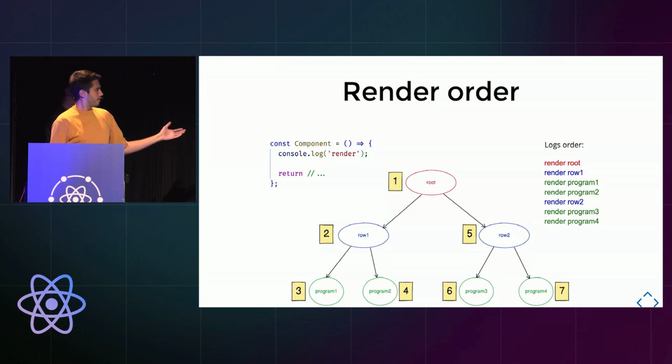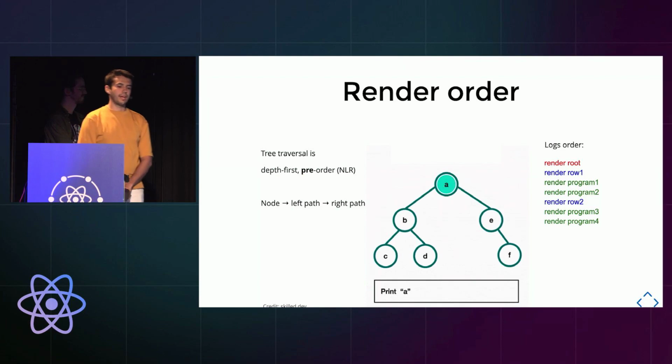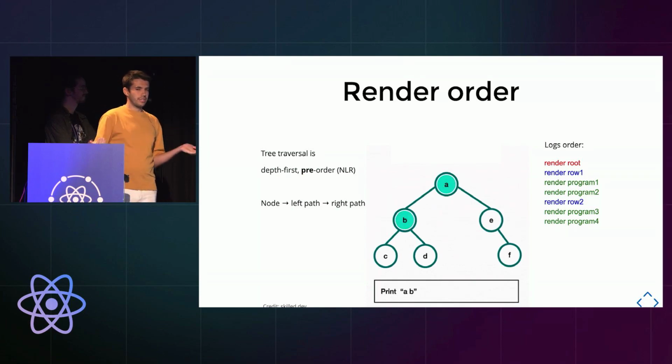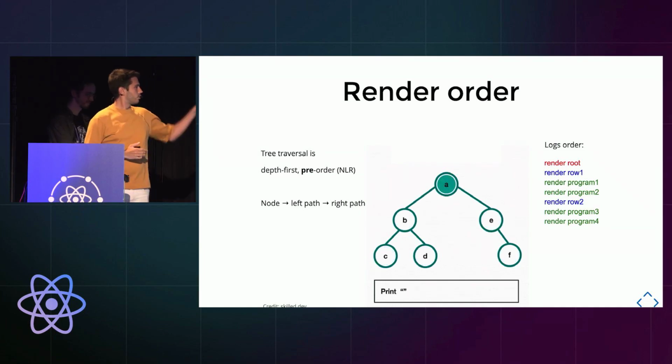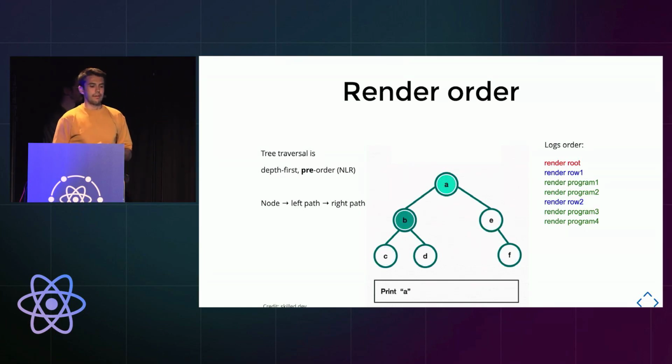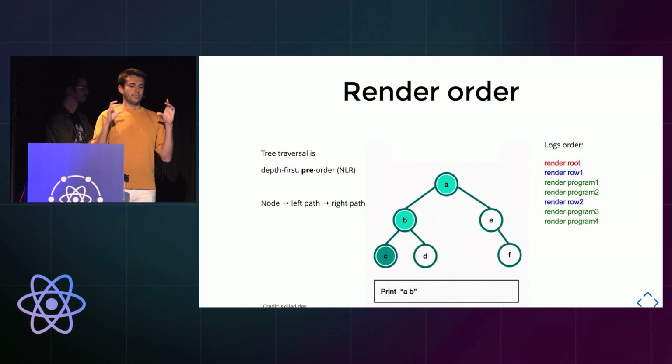So to understand this a bit more, let's have a look at the math behind this. This is actually a tree traversal algorithm, which is depth first. It means it goes as deep as possible before going wide. It's also pre-order, and pre-order means that it will execute the node's code, then look at the left path recursively, and then look at the right path recursively.